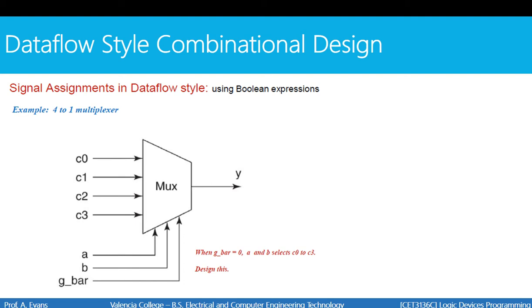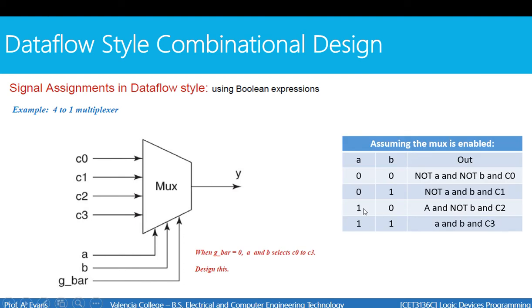So let's make a truth table to describe this scenario. Here's my truth table describing what's going to happen, assuming that the mux is enabled. So we're going to assume that G bar is low. A and B are going to determine which signal passes to the output. So when A and B are both low, C0 should pass. Logically, using Boolean expressions, that would mean that not A and not B and C0 is going to create the logic expression that will allow C0 to pass through the mux whenever the select inputs, A and B, are both low.